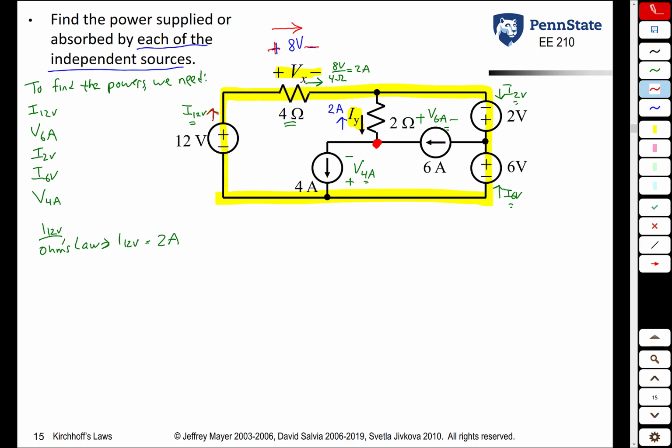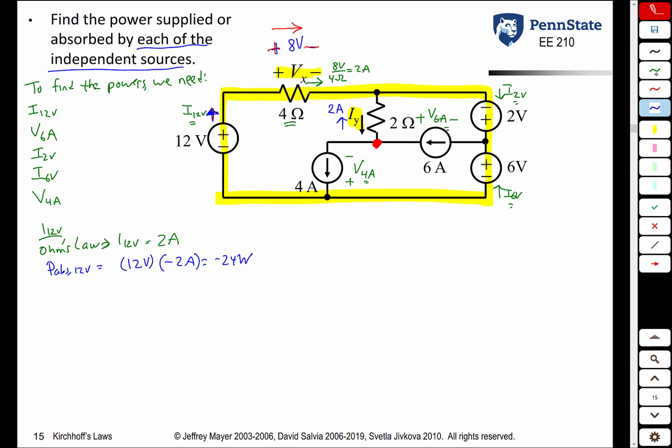So from here, we can determine the power delivered or absorbed by the 12 volt source. The power absorbed by the 12 volt source is the voltage across it times the current into the plus terminal. Since our current variable I sub 12 volts left the positive terminal, the current into that is negative I sub 12 volts. So we get minus 2 amps, or minus 24 watts. So the 12 volt source supplies 24 watts of power.